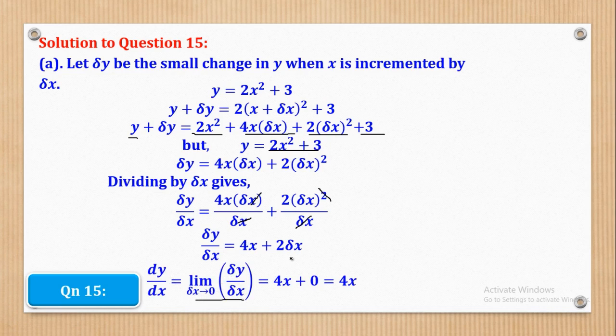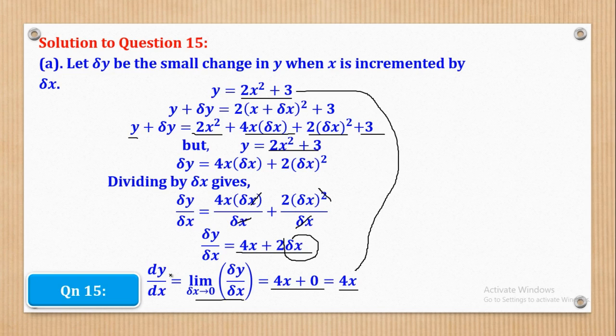What does that mean? It means that you come to this small change in y over small change in x and put in the limit, where as this one tends to 0, we shall come up with this. So 4x plus 0, I'll get 4x. So basically, this is what they wanted in this part A. I've been able to differentiate 2x squared plus 3 from first principles to get 4x as my answer.